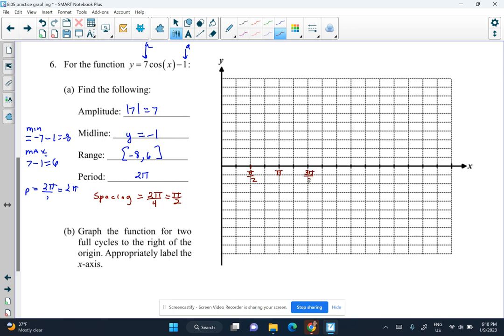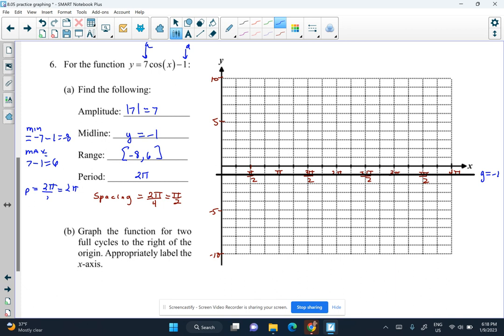3 pi over 2. 4 pi over 2 is 2 pi. 5 pi over 2. 6 pi over 2 is 3 pi. 7 pi over 2. And 8 pi over 2 is 4 pi. On our y-axis, this is 5, this is 10, this is -5, this is -10. Our midline is equal to -1, so we're going to make a horizontal line that goes through y equals -1. And of course, we're going to remember to label.